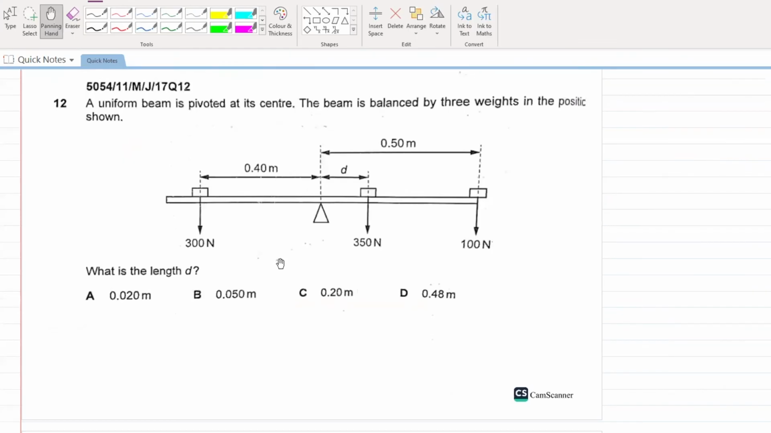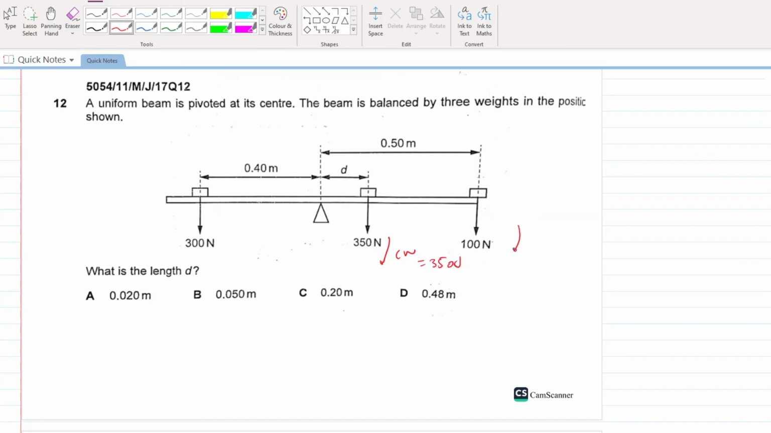Okay, so let's move ahead. A uniform beam is pivoted at its center. The beam is balanced by three weights in the position shown below. What is the length of D? Okay, we have to calculate D. This 350 Newton is causing a moment of clockwise nature. So this becomes 350 D.